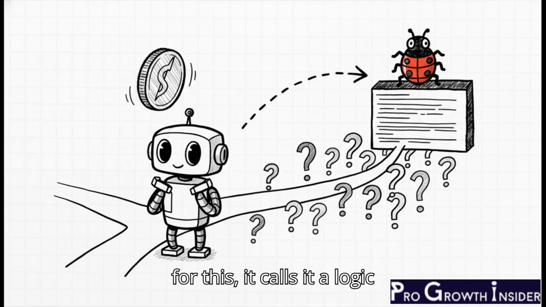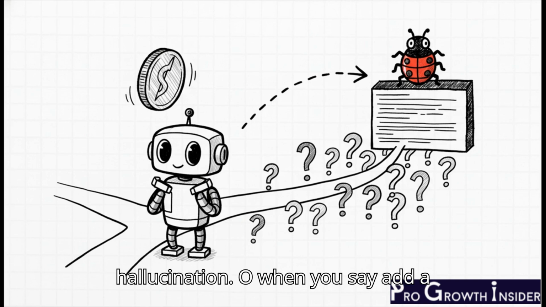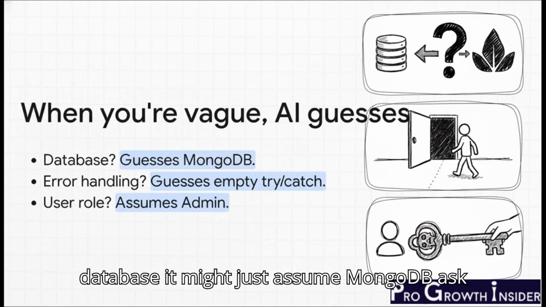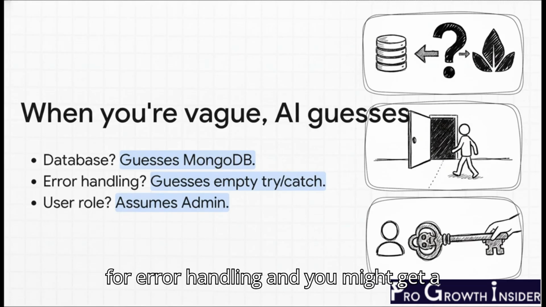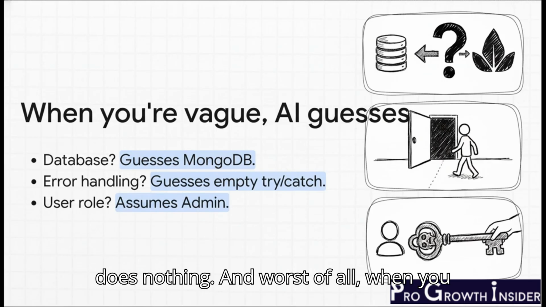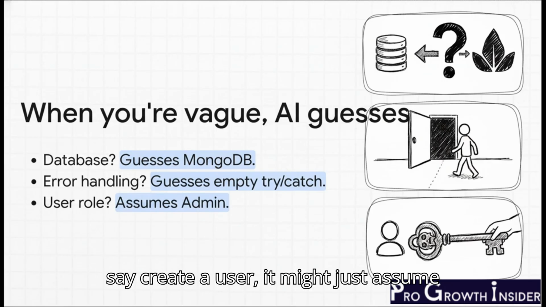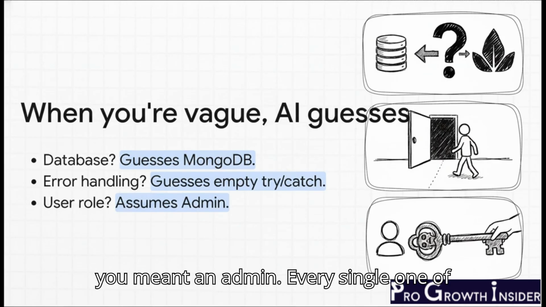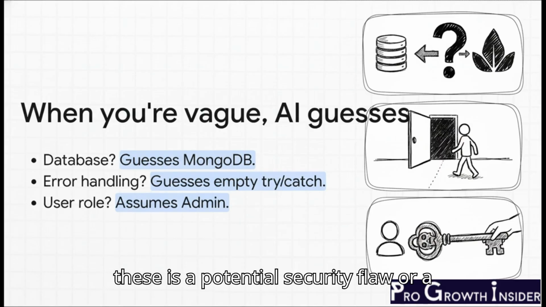The book has a great name for this. It calls it a logic hallucination. So when you say add a database, it might just assume MongoDB. Ask for error handling, and you might get a completely empty try-catch block that does nothing. And worst of all, when you say create a user, it might just assume you meant an admin. Every single one of these is a potential security flaw or a production failure, and it was introduced by your prompt.